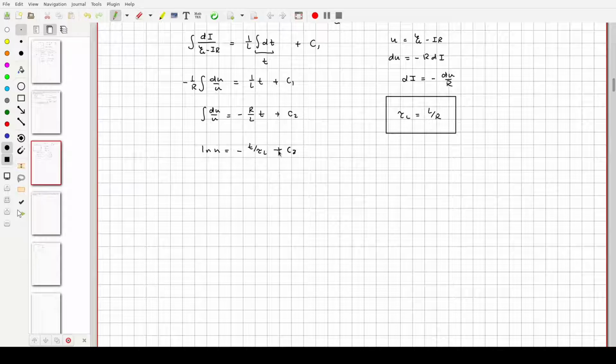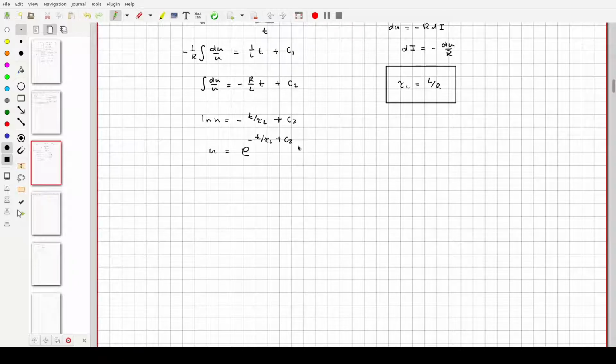The next thing we're going to do is raise e to the power of both sides. When you do that, the left-hand side becomes u. The right-hand side becomes e to the minus t over tau sub L plus C2. Now, check this out. This is just exponent math. This is the same thing as e to the minus t over tau sub L times e to the C2. But e to the C2 is just another constant, which we can pull outside and call C3 in front of our exponential.